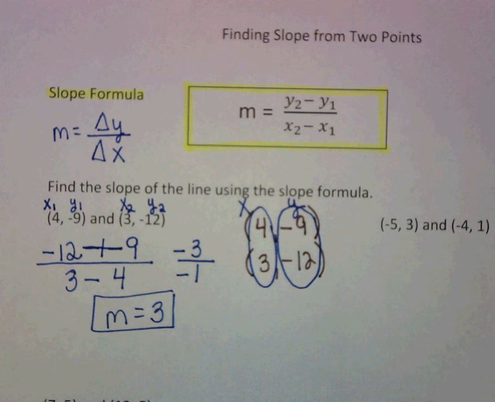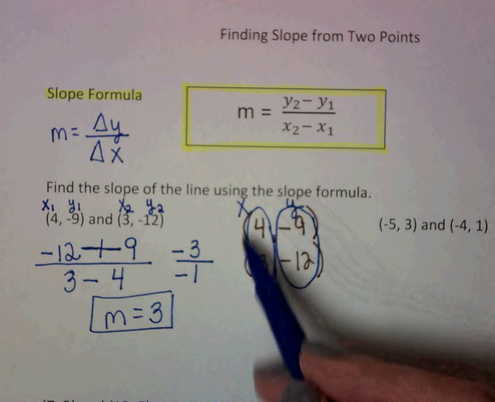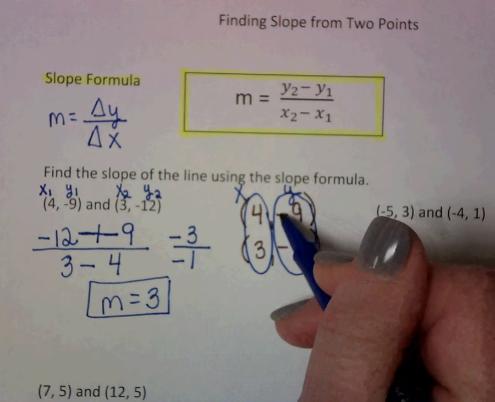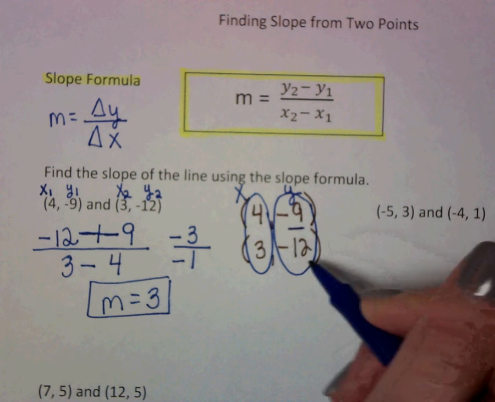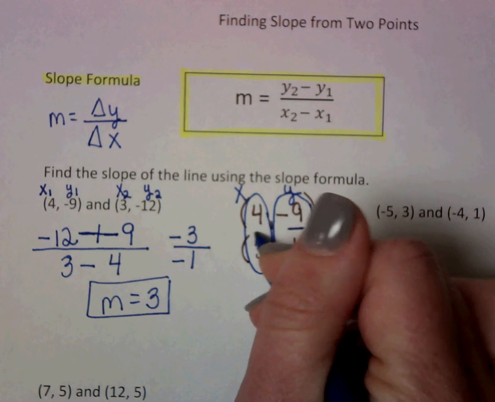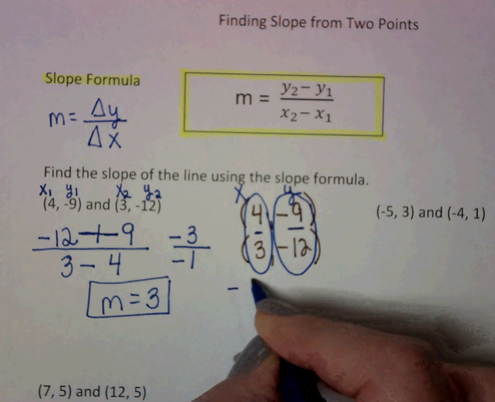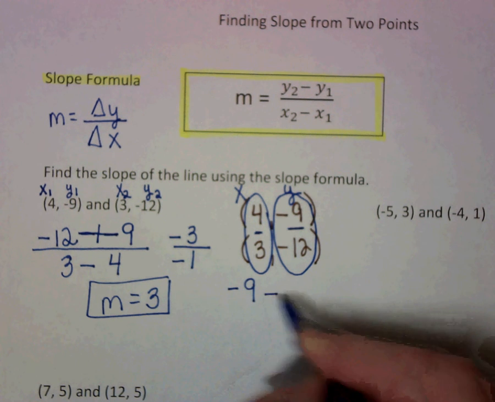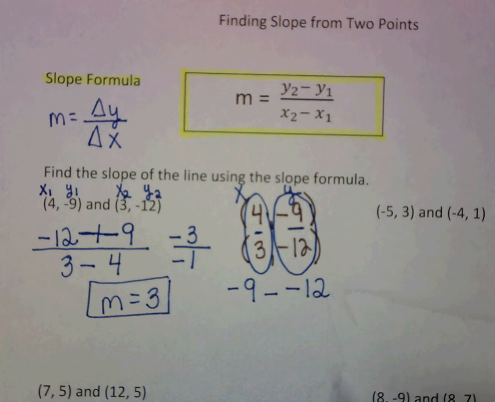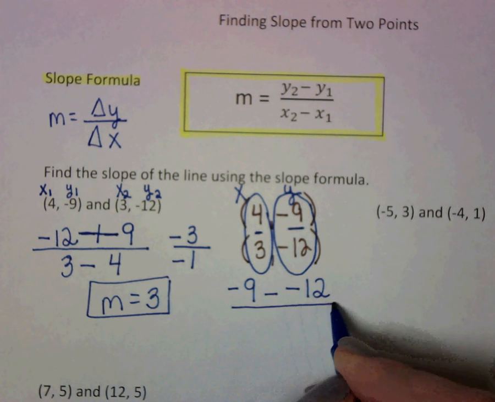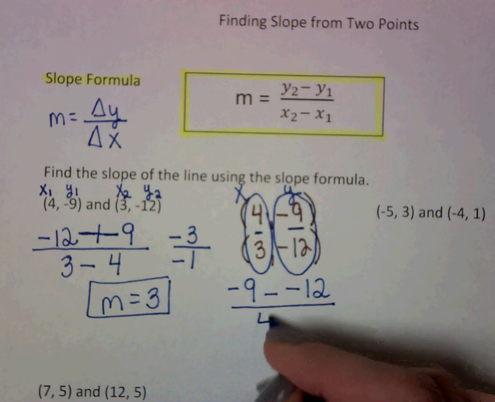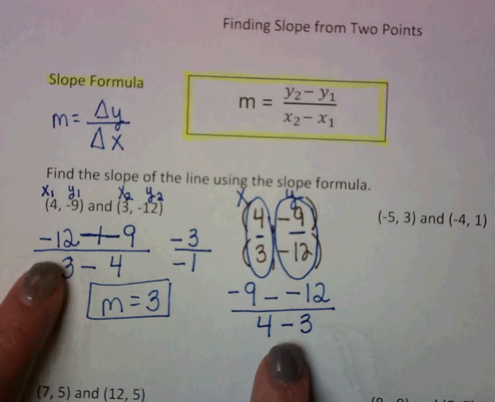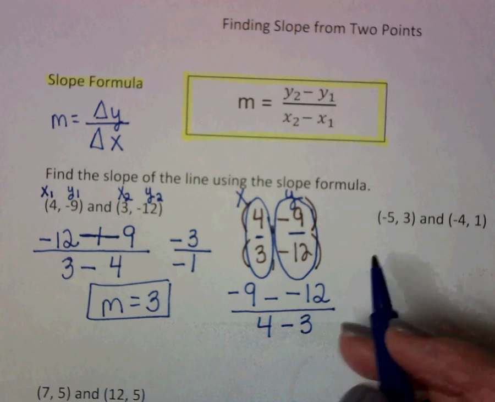Now in our formula, it really doesn't matter which ordered pair you call X1, Y1 and which ordered pair you call X2, Y2. So if we set it up like this, I'm going to suggest that we might just say negative 9 minus negative 12 and 4 minus 3. So it would look like this now. Negative 9 minus negative 12 over 4 minus 3. So it looks totally different, but watch, we're going to get the same answer.